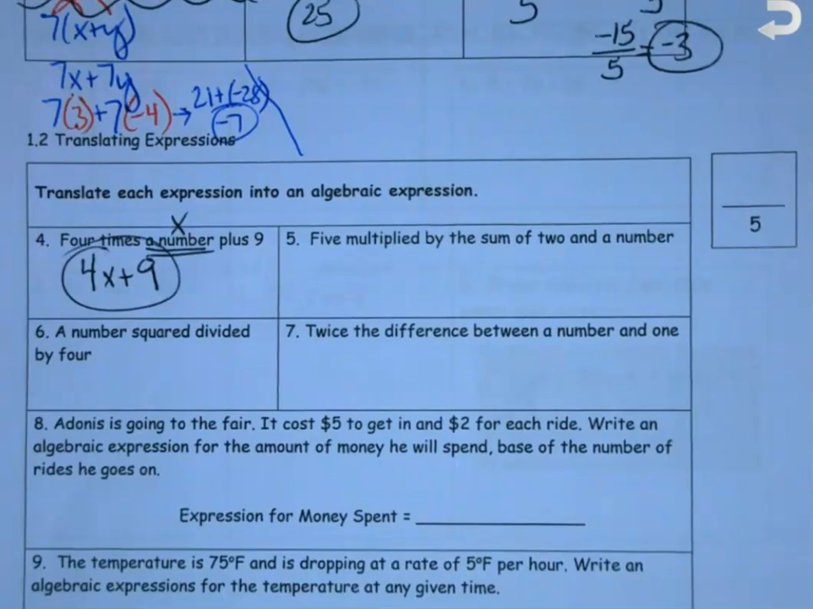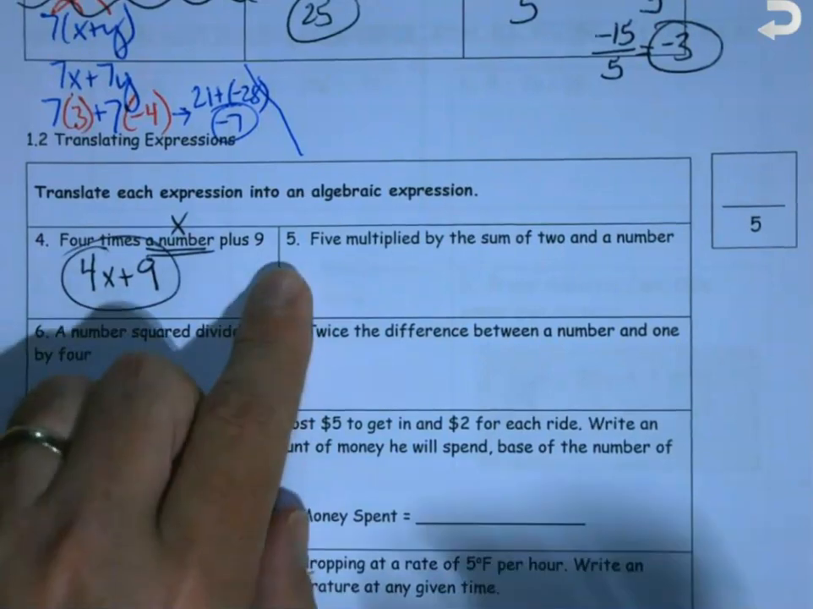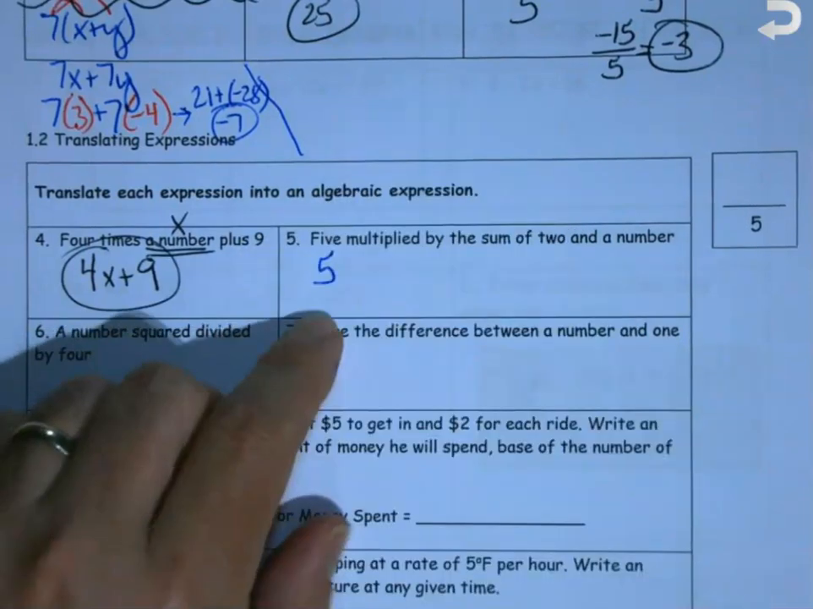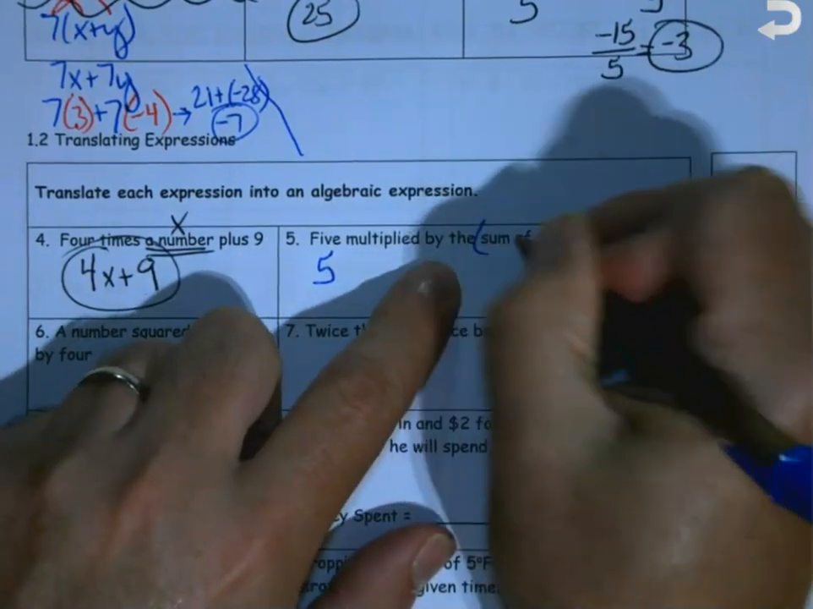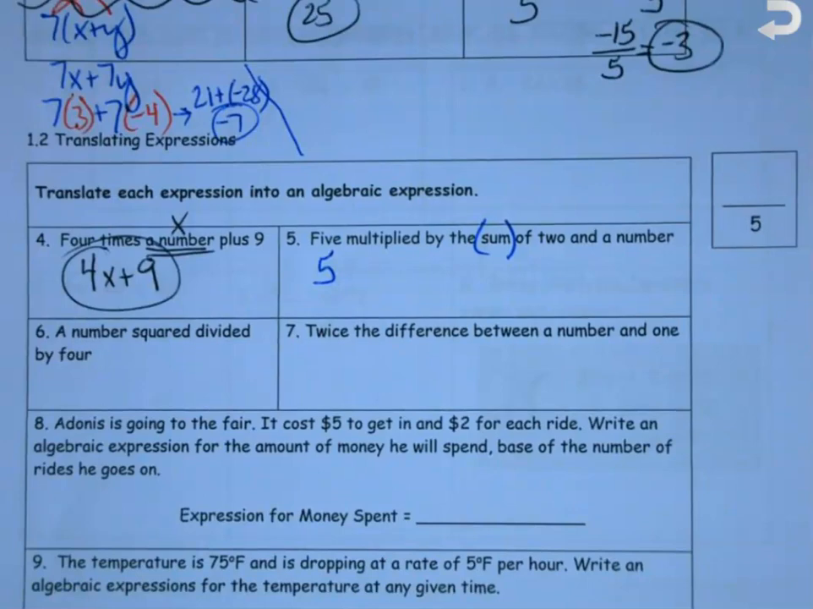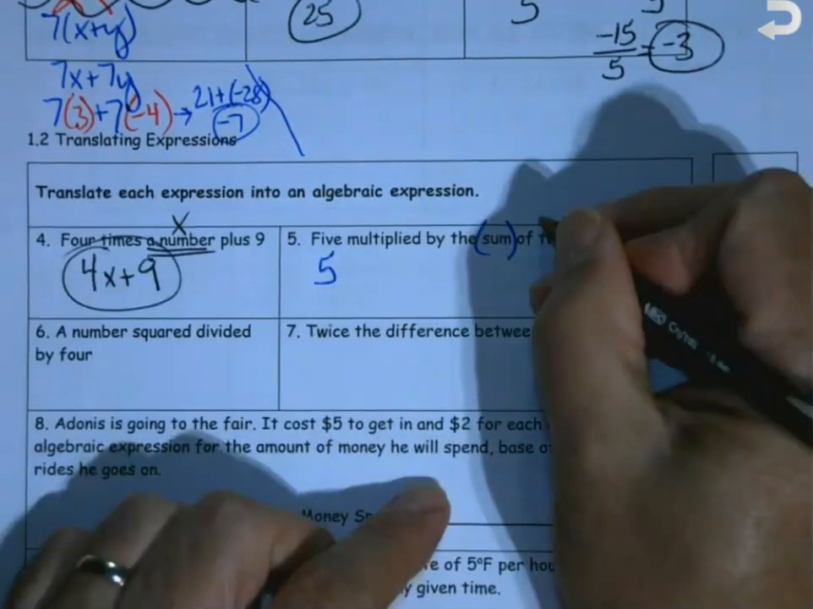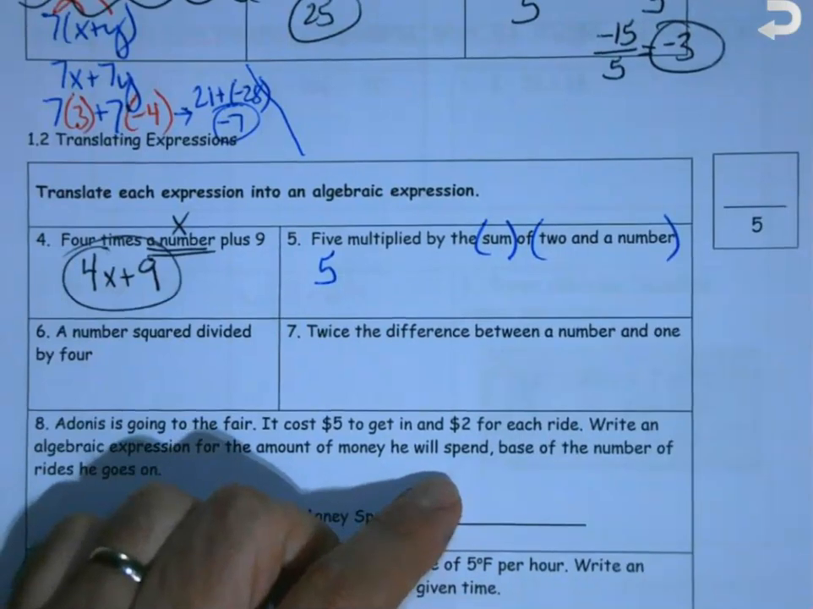Speaking of, hey, what a coincidence. 5 multiplied by the sum, parentheses, of 2 and a number.